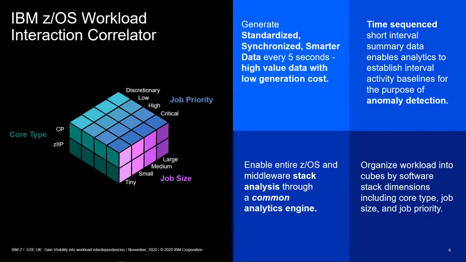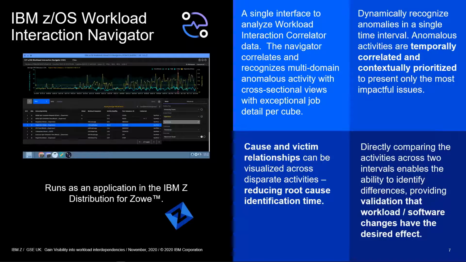So if we think of the correlator as solving the data generation problem, we need something to analyze that data and information. And this is where IBM has announced the z/OS Workload Interaction Navigator. This is really the UI that takes all of the data that comes from the Workload Interaction Correlator and analyzes it to produce a set of key insights. The Navigator runs as an application inside of Zowe. So hopefully everyone here is by now familiar with the Zowe application.